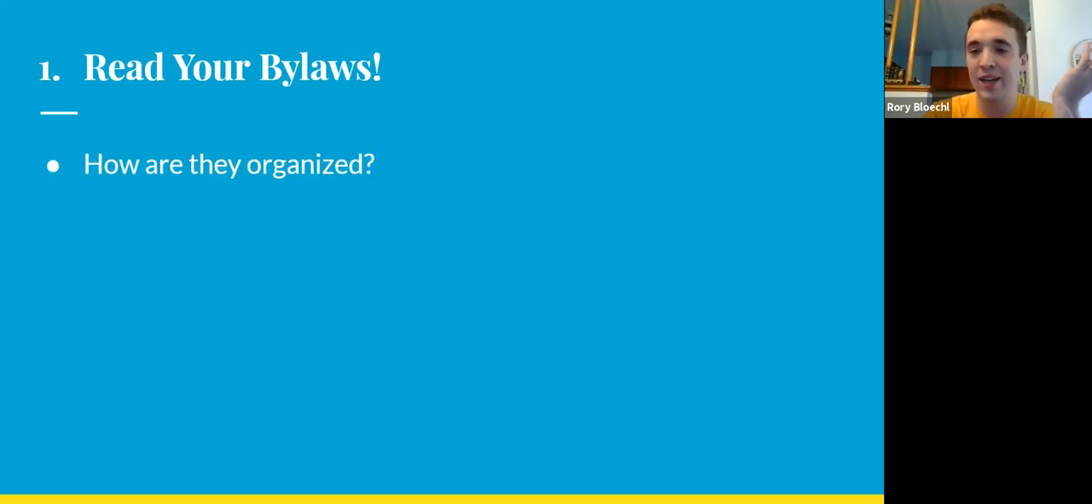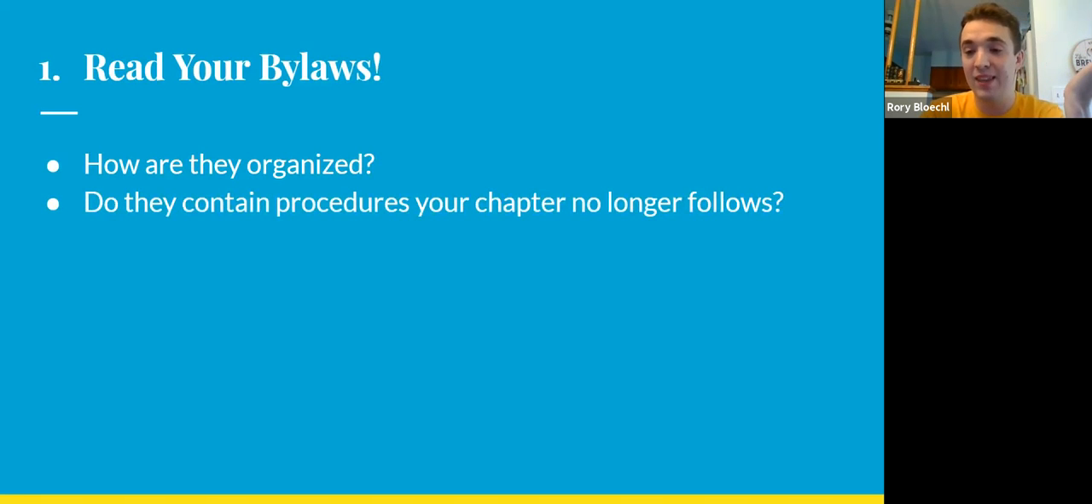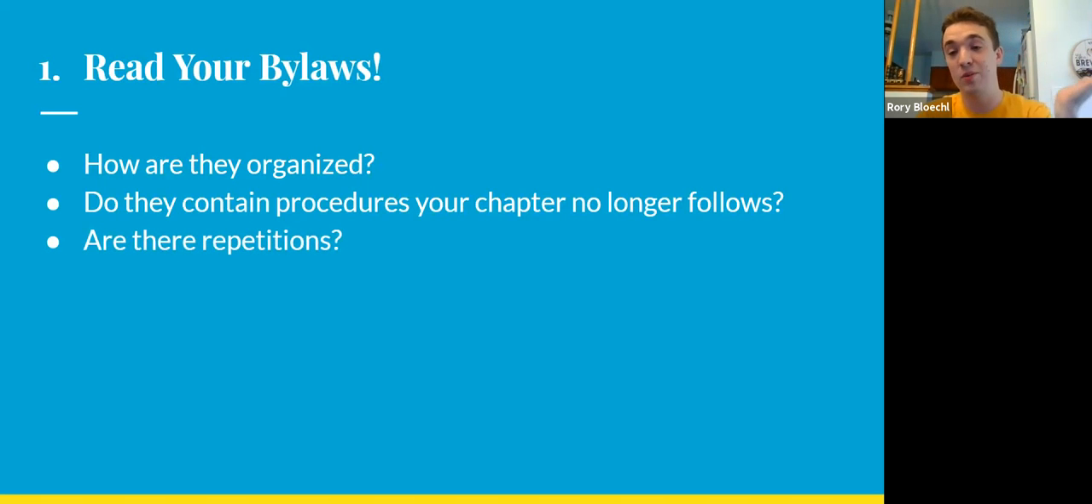Try to get an idea of how they're organized. Are there meaningful sections? Are there sections that somebody just kind of threw in there? Big thing, do they contain procedures your chapter hasn't done in years and nobody knows why that was put in there in the first place? Are there repetitions? Is there one section where it tells you what exec officers there are, and then a different one where they're listed a second time that's just filling up space?